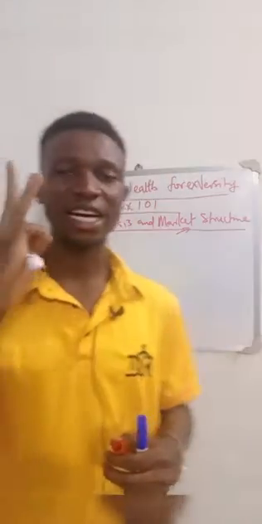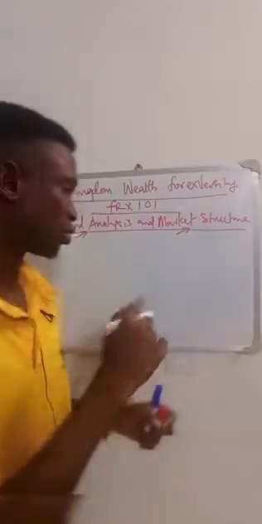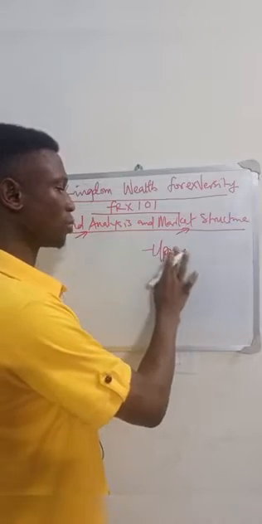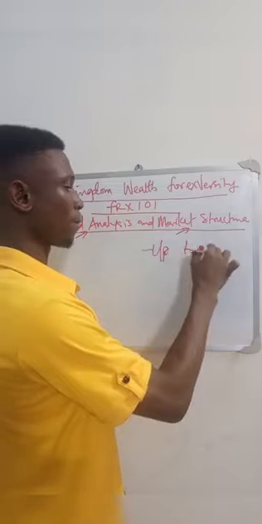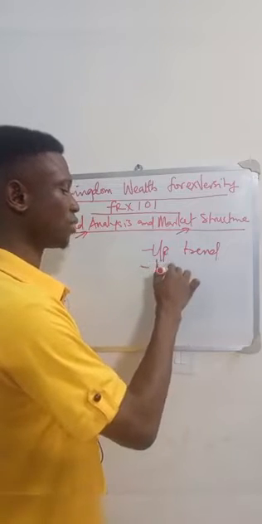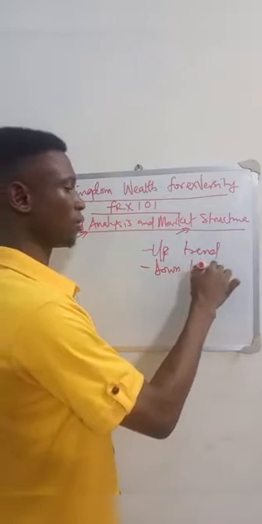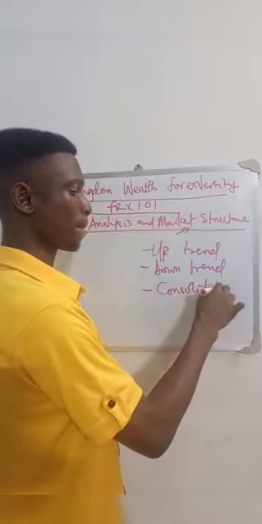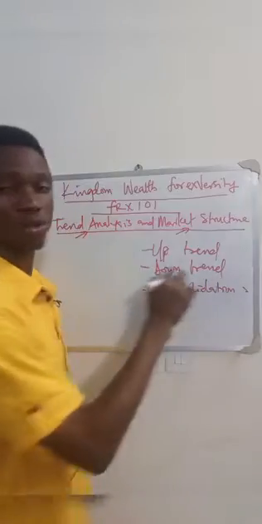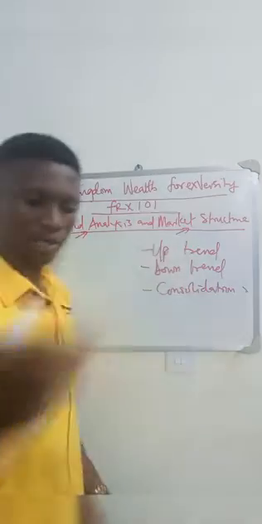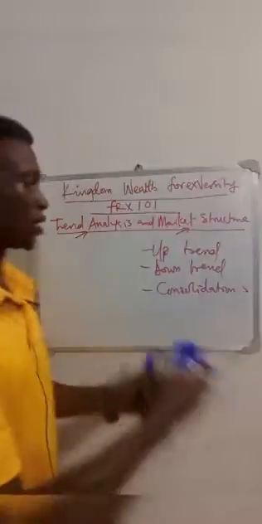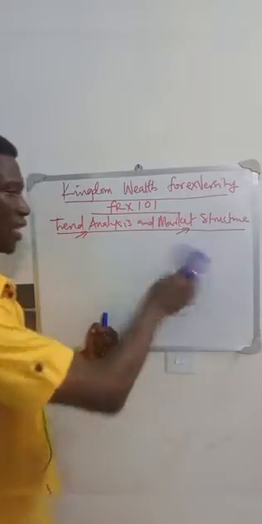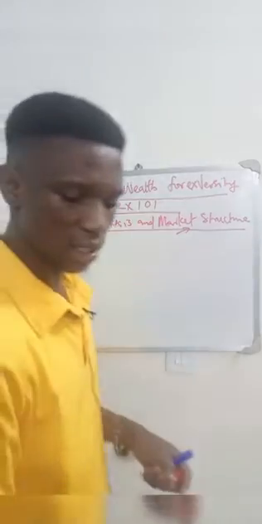And then we have three kinds of trend. We have the uptrend, the downtrend, and then we have consolidation. This is also a trend, the consolidation trend. Now I'm going to be explaining it very fast: the uptrend, downtrend, consolidation. Understanding the trend alone is a game changer.